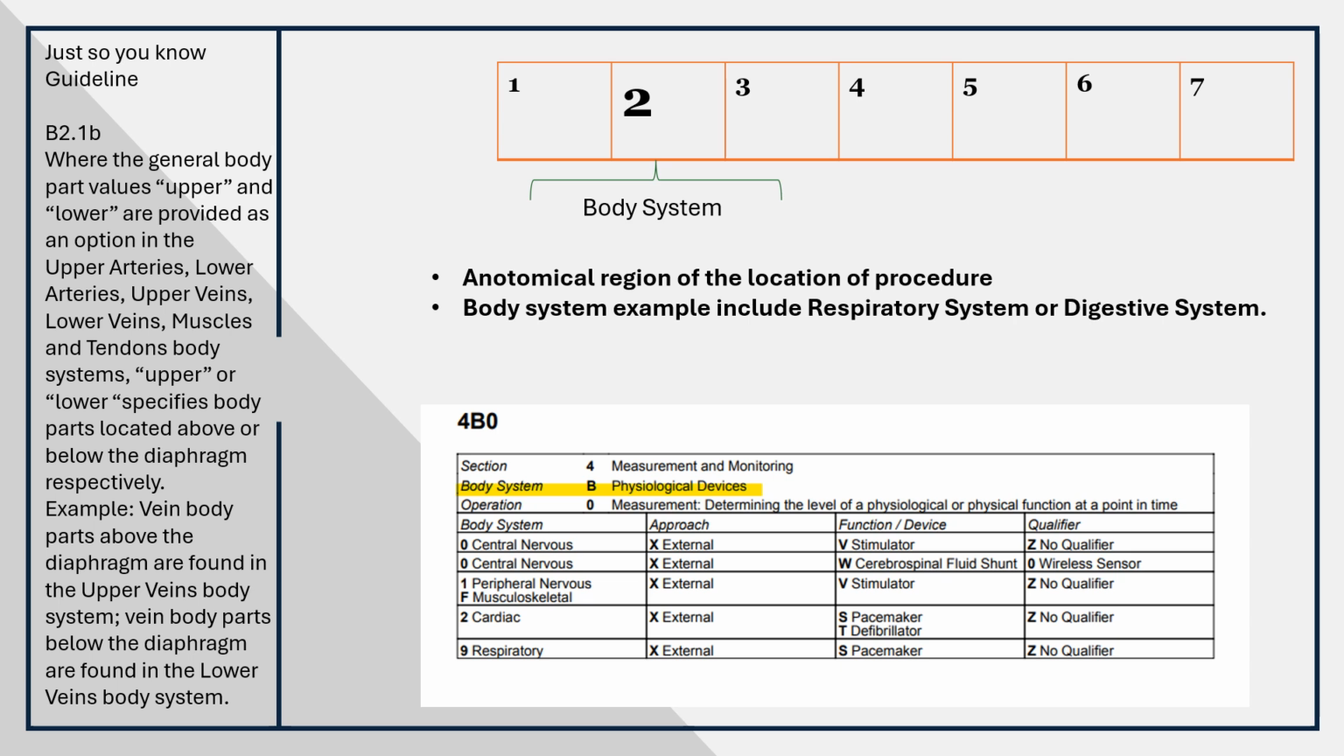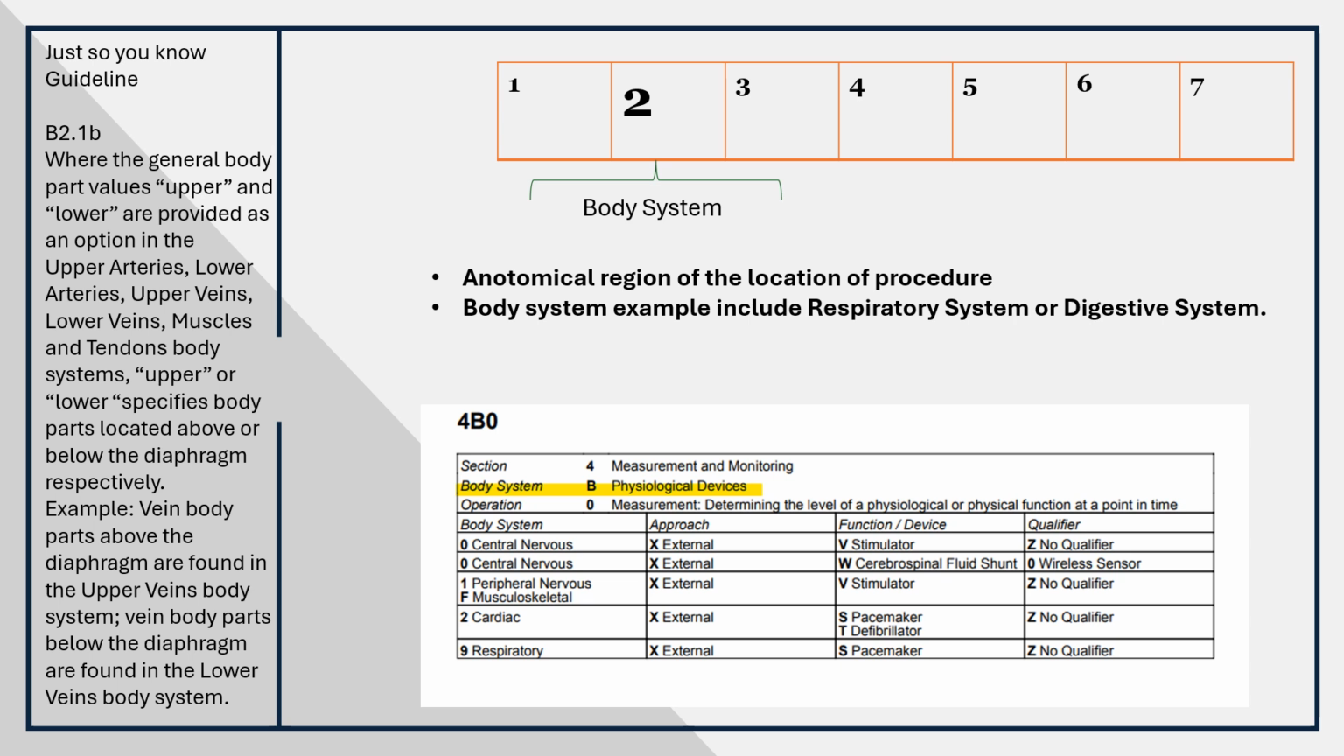The second character placement is the body system. This character specifies the body system or anatomical region on which the procedure is performed. In the ICD-10 PCS system, there are 31 body systems. Guideline B2.1a: procedure code for anatomical region can be used when procedures are performed on a general area rather than a specific body part, or when specific body part information is unavailable.